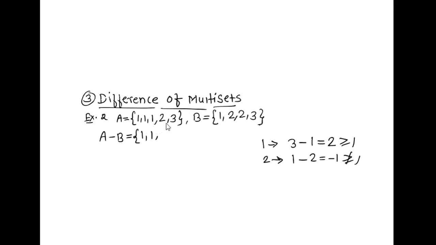Then what about the next element, that is 3? Element 3's occurrence in set A is once, and its occurrence in set B is again 1. So 1 minus 1 gives you 0, which is again not greater than or equal to 1. Hence we cannot include element 3's occurrence in A minus B, and hence my A minus B is 1, 1.